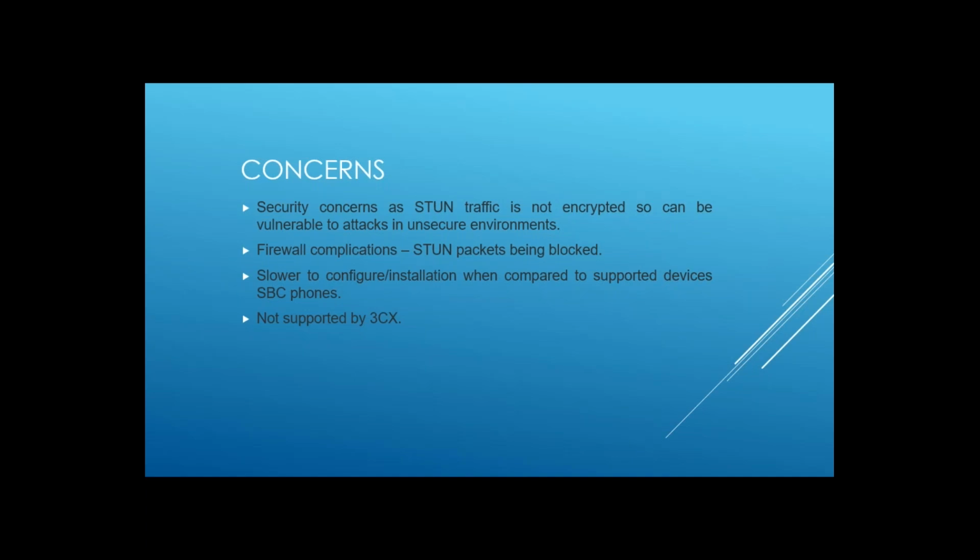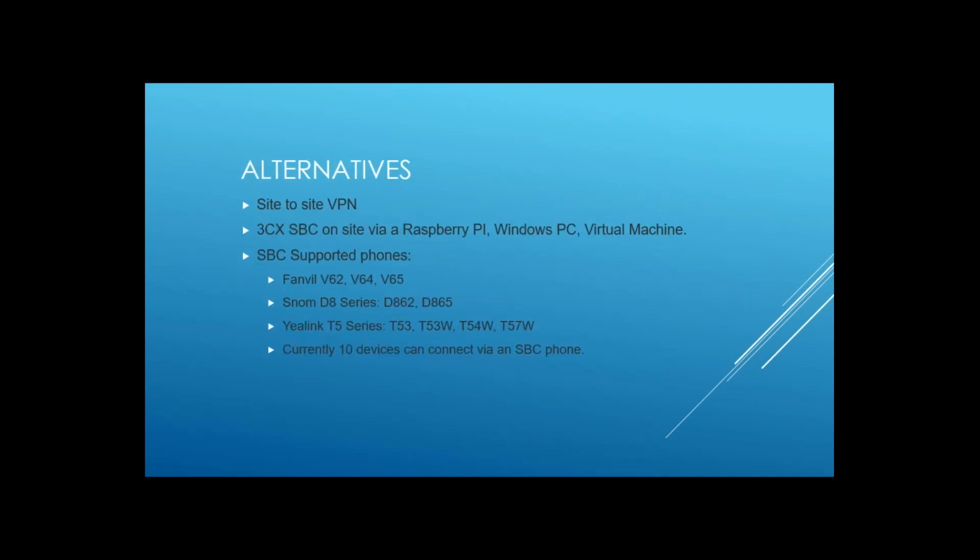So in terms of the alternatives, what are they really? You've got your site-to-site VPNs. They can be a little bit tricky to set up, but you've also got the classic SBC. This can be put on a Raspberry Pi, a Windows PC, or in the cloud on a virtual machine. If you are using a 3CX license, you ideally want to get away from the hardware, so a virtual machine might be a better option. But equally, Raspberry Pis can work quite nicely, or hosting it locally on a Windows PC.